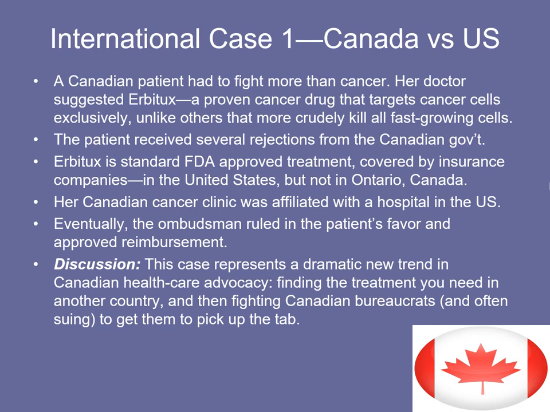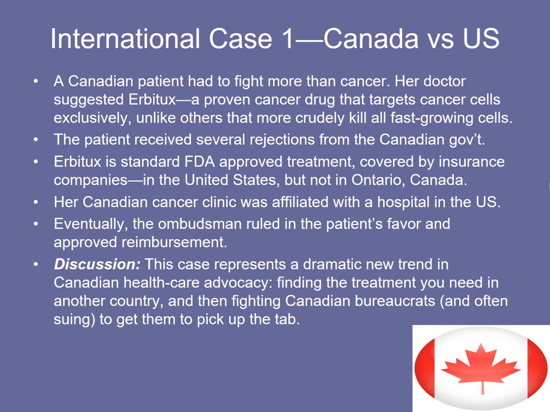This case, entitled International Case 1, illustrates some limitations to autonomy in Canada. This particular patient was fighting cancer, but ended up having to fight her government to receive a proven cancer drug that more eloquently targets cancer cells than an alternative treatment that crudely kills all fast-growing cells, including ones that are healthy. The patient received several rejections from the Canadian government.